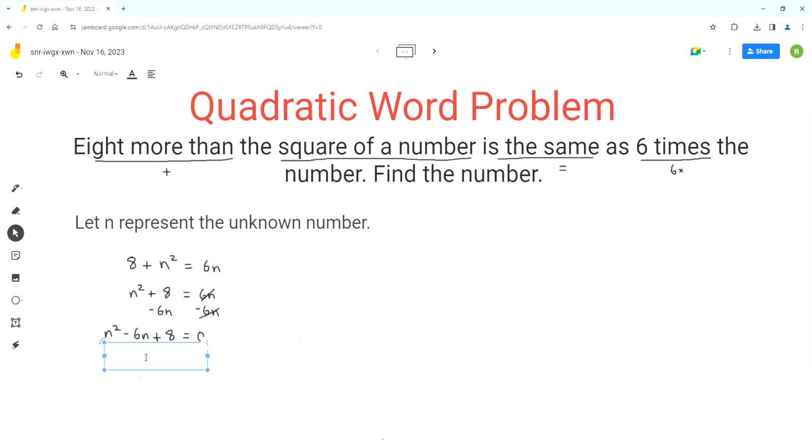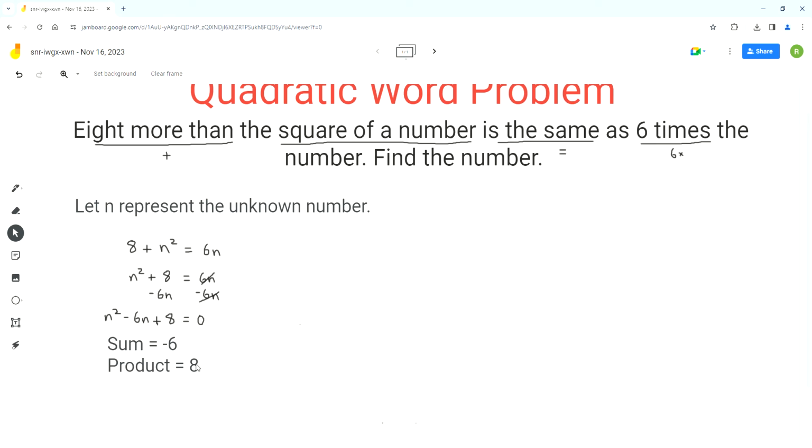We can factor it by finding two numbers whose sum is -6, which is the coefficient of the n term, and the product is 8. We have to find what these two numbers are, so we can start with the product. We have to think of two numbers that multiply to 8. The first pair that comes to my mind is 1 and 8. But we cannot get a sum of 6 or -6 from 1 and 8. So this pair doesn't work for us.